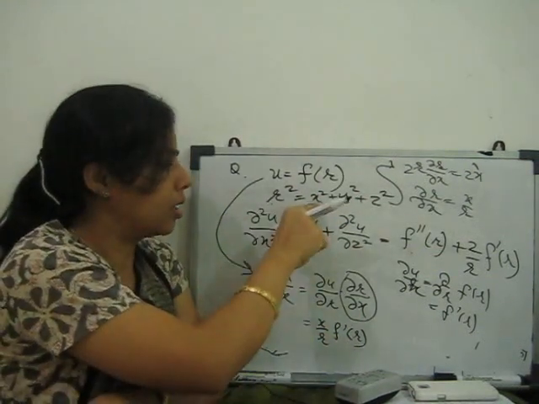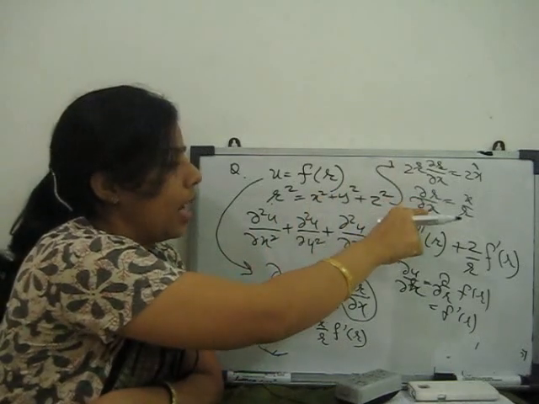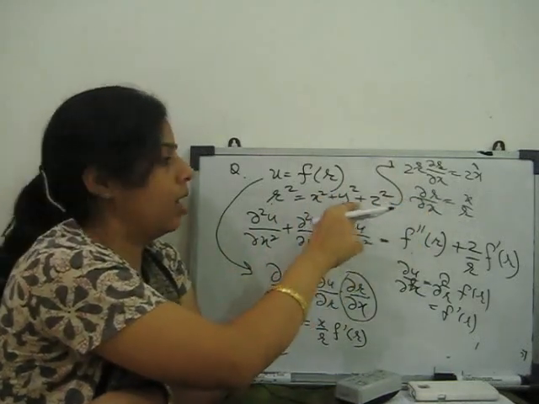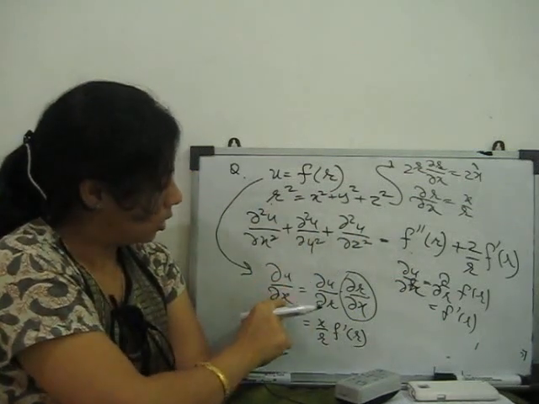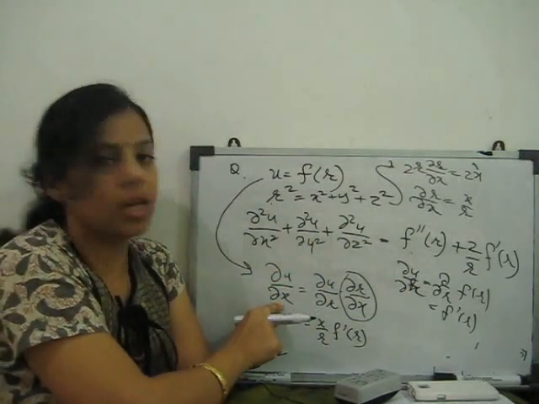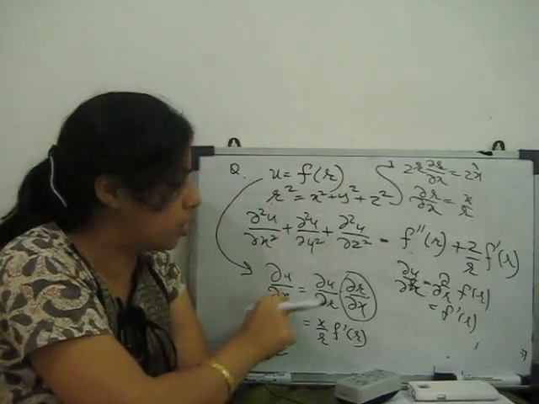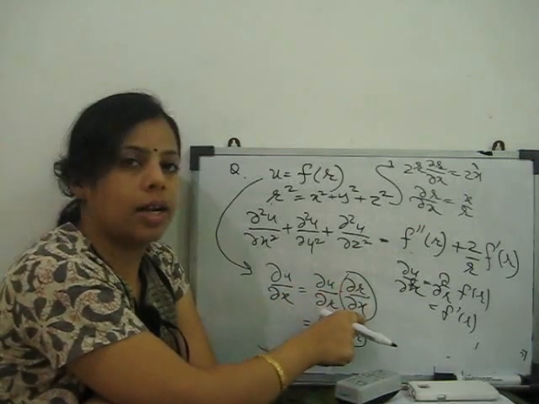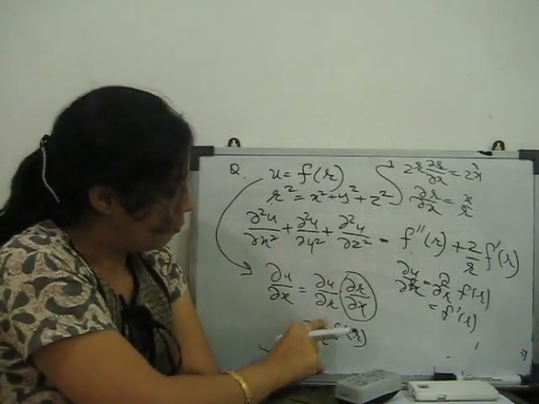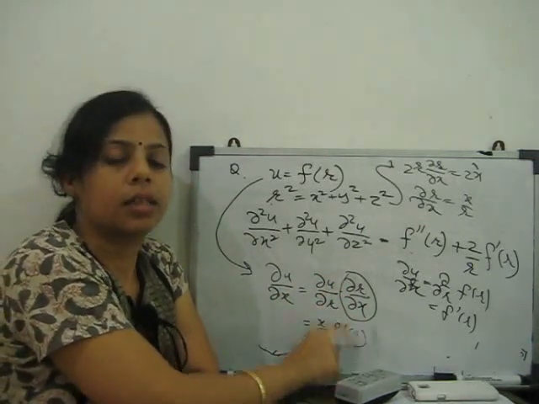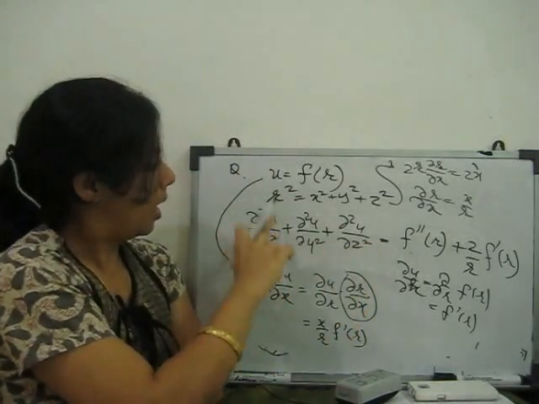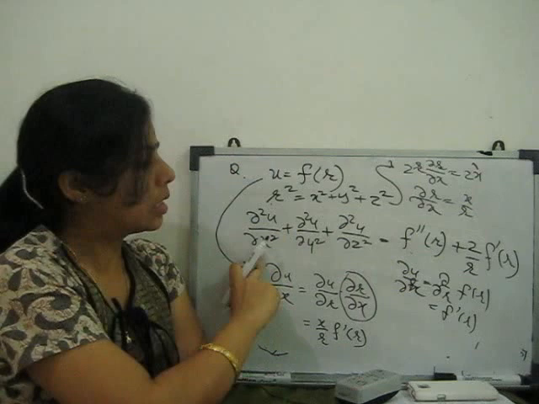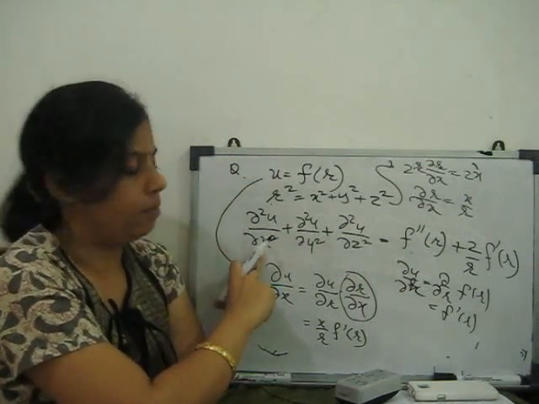Similarly, this is symmetrical. Del r by del y is y by r, and del r by del z is z by r. So similarly we can find del u by del y, which is del u by del r times del r by del y. That gives y by r f dash r. The third one gives z by r f dash r. Clear?